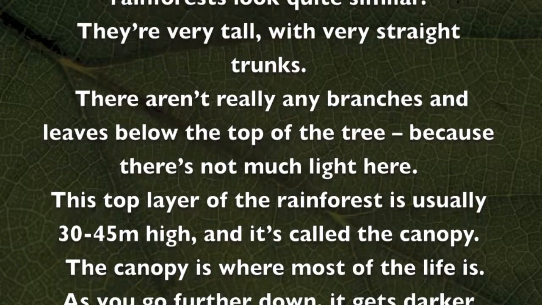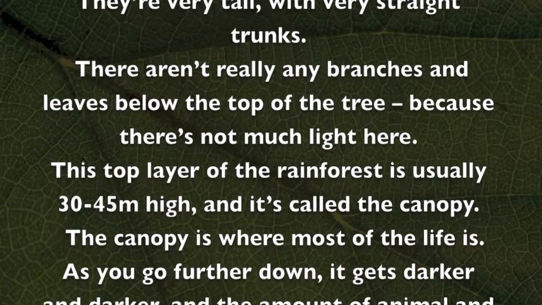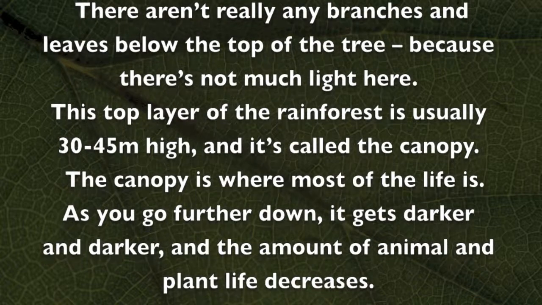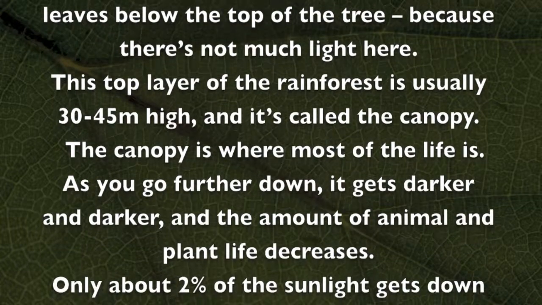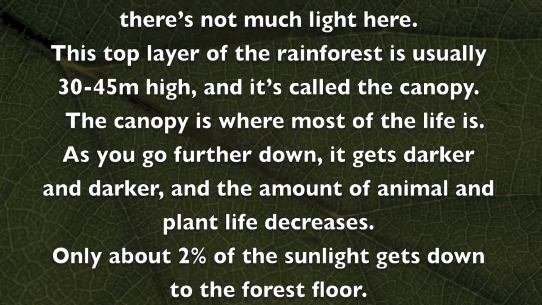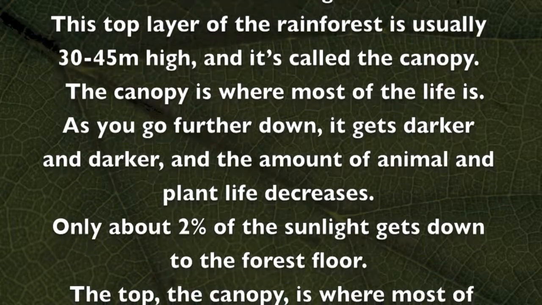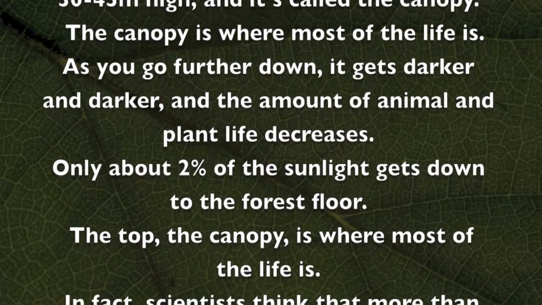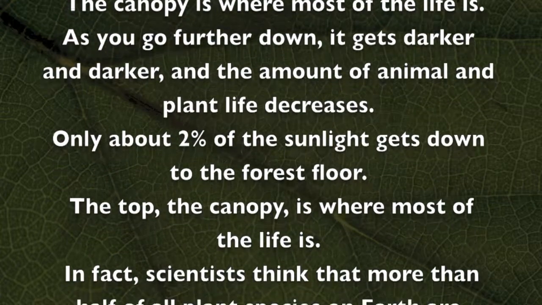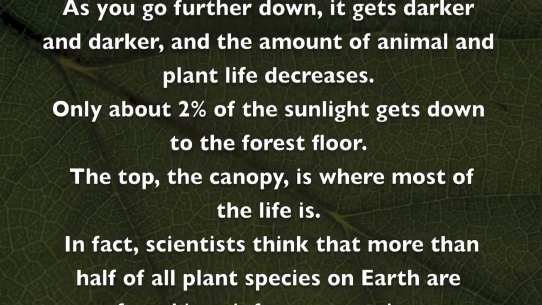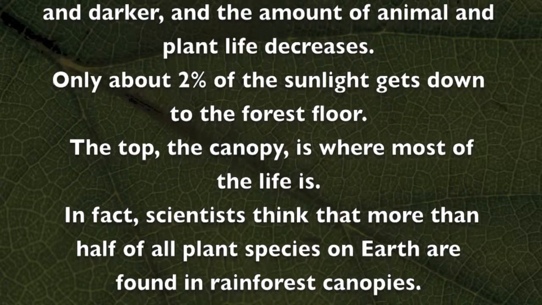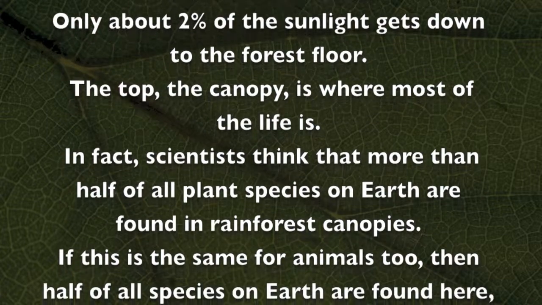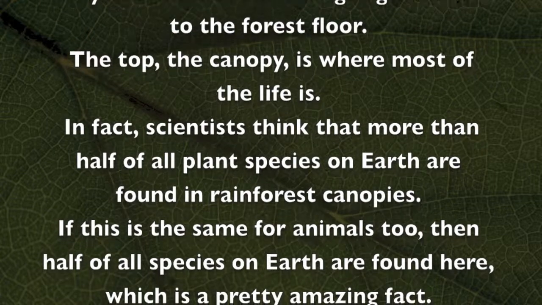This top layer of the rainforest is usually 30 to 45 meters high, and it's called the canopy. The canopy is where most of the life is. As you go further down, it gets darker and darker, and the amount of animal and plant life decreases. Only about 2% of the sunlight gets down to the forest floor. The top, the canopy, is where most of the life is. In fact, scientists think that more than half of all plant species on Earth are found in rainforest canopies.